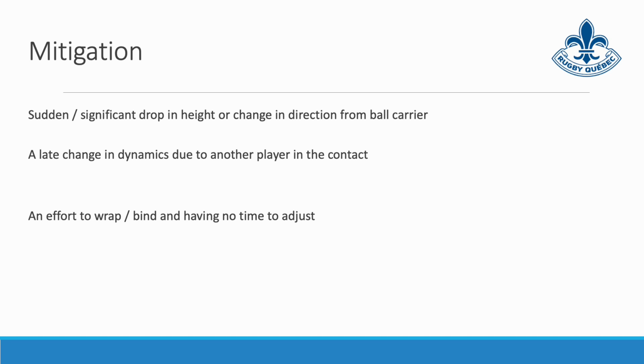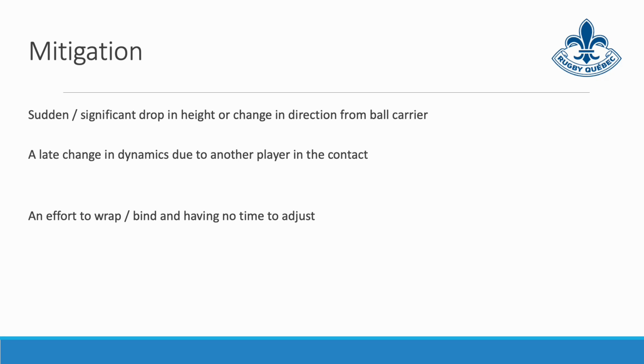In discussing mitigation, the three things that we're really looking at are a sudden and significant drop in height or a change in direction from the ball carrier. Here we're looking at a player slipping or a last-minute sidestep. These would be mitigated. There could be a late change in dynamics caused by another player as well.